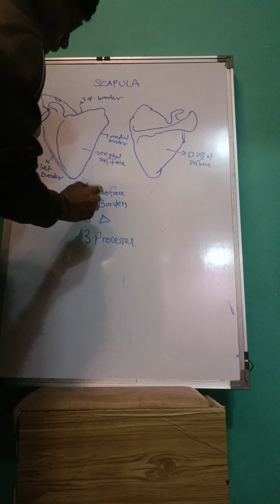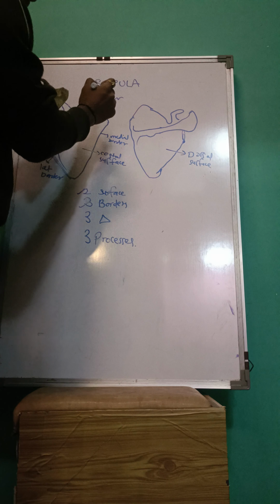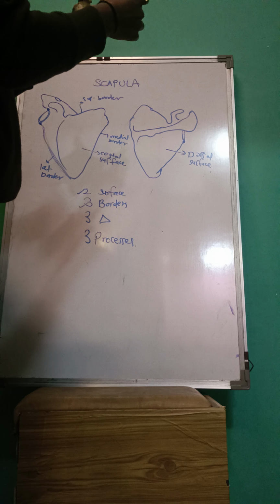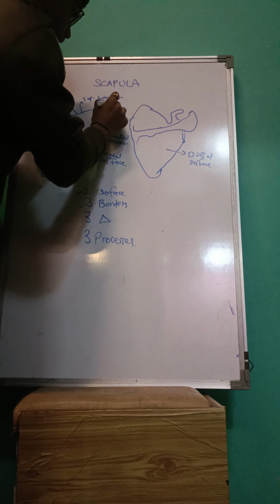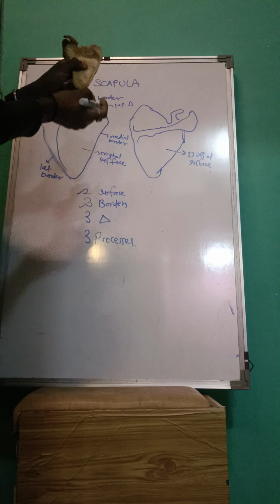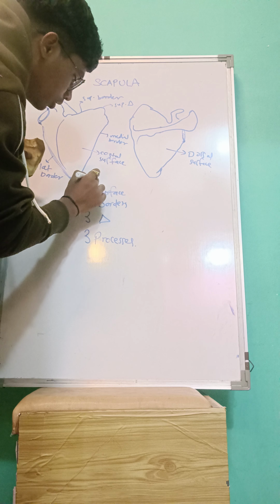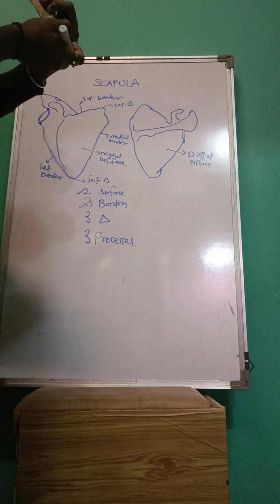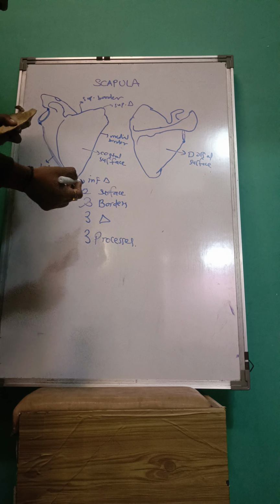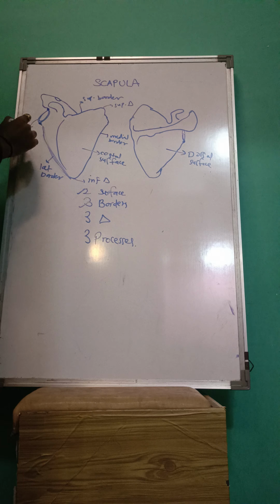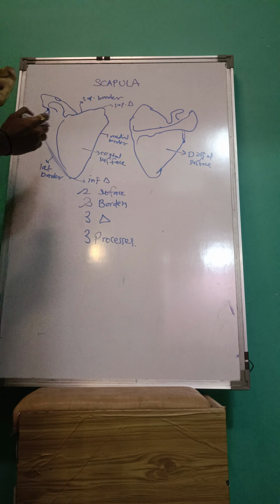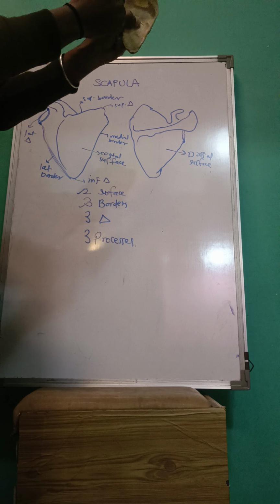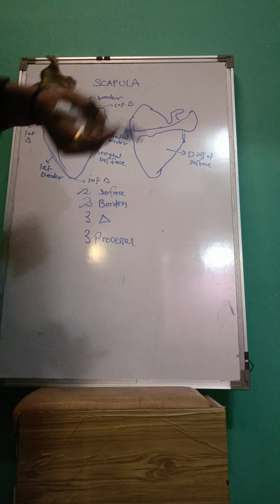Then there are three angles. This angle, which is broken here on my scapula, is called the superior angle. This is the inferior angle, where latissimus dorsi is inserted. And this is the lateral angle. Because the glenoid cavity faces laterally, this is the lateral angle, and it ends with the glenoid cavity.